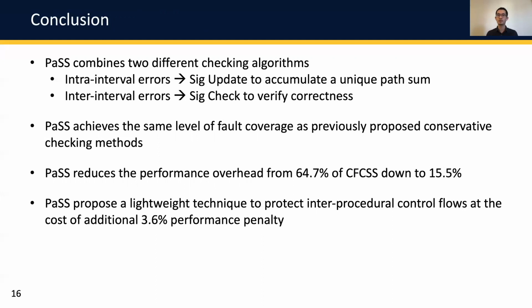PASS reduced the performance overhead from 64.7% of the CFCSS technique down to 15.5%, and it can further extend to protect inter-procedural control flow transfers at the cost of an additional 3.6% performance penalty.